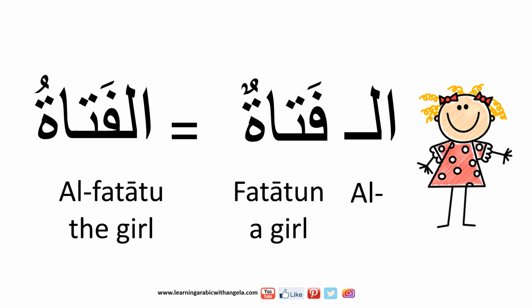Have you also noticed that the diacritic at the end of the word changes too when we add al? So the double dhamma is reduced to a single dhamma. Having al means you cannot have nunation or tanween at the same time. So fatatun, we have tanween at the end. When we add al-fatatu, it's only a single dhamma.